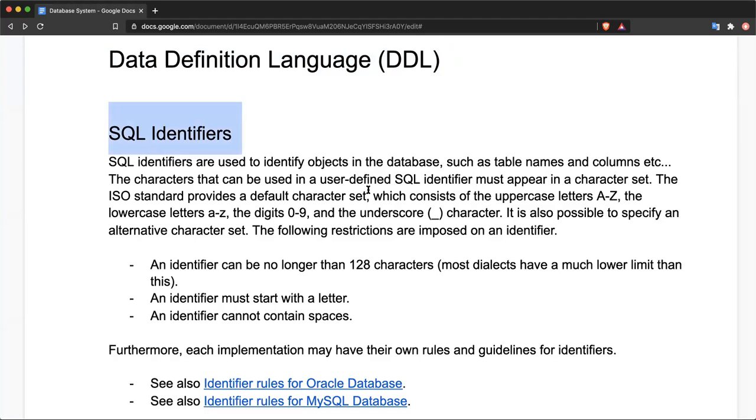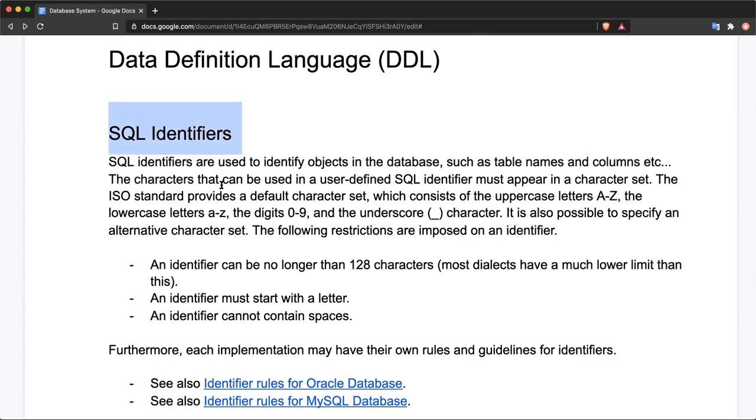So what is an identifier? An identifier is a set of words, or user-defined words, that are used to identify or name the objects in the database. So database objects are named and identified by these words. Tables and columns each have a name.